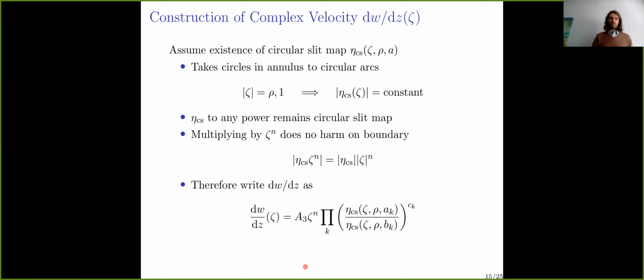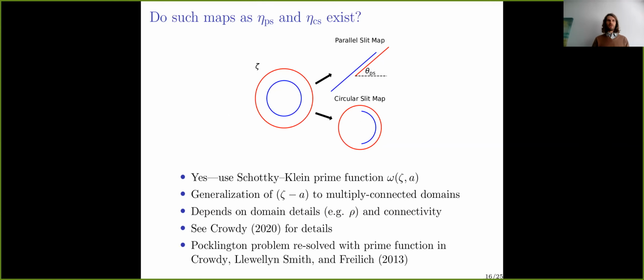So assuming then that we have these maps, we can write down these general solutions and hope to make some good progress. The question then is, do these maps actually exist? So yes, they do. And just like Peter talked about, they're constructed using the Schottky-Klein prime function.